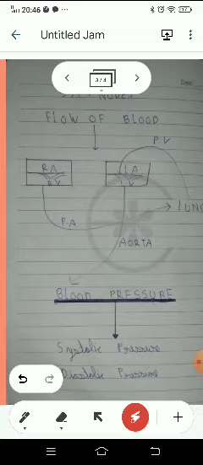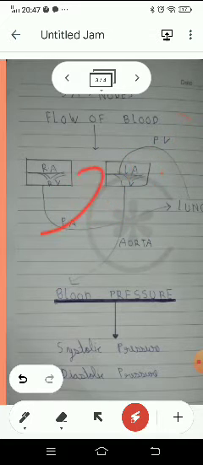Now, if I talk about the vena cava, it brings the deoxygenated blood, which is also known as impure blood. Why is it known as deoxygenated blood? Because the concentration of carbon dioxide gas is more as compared to oxygen, right? It brings the deoxygenated or impure blood from all the parts of your body to over here, the right auricle, right?